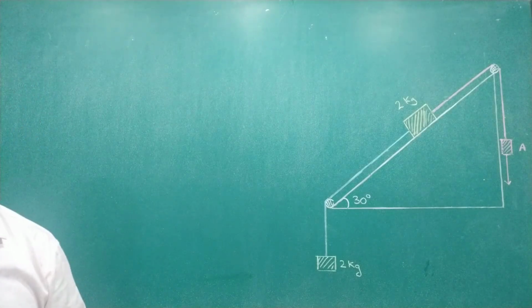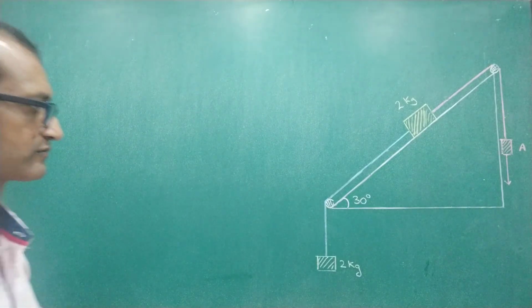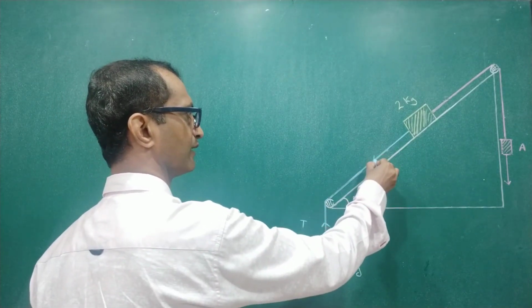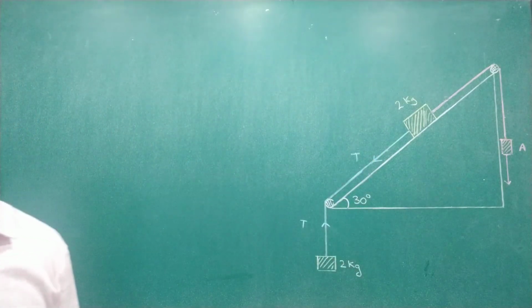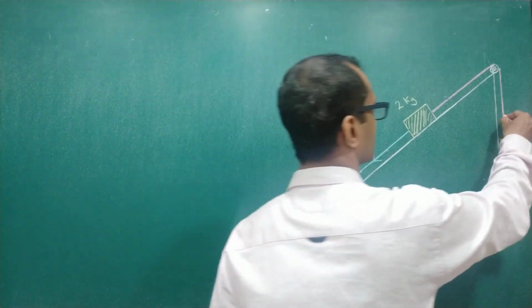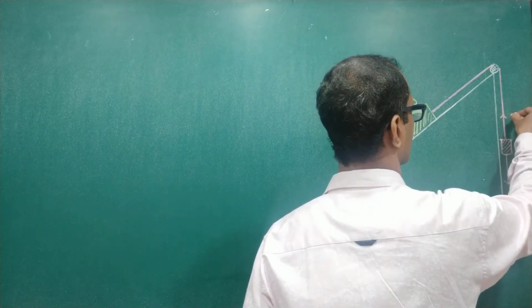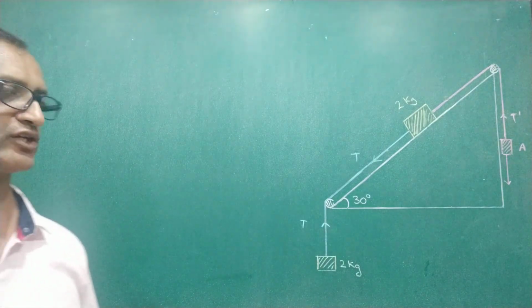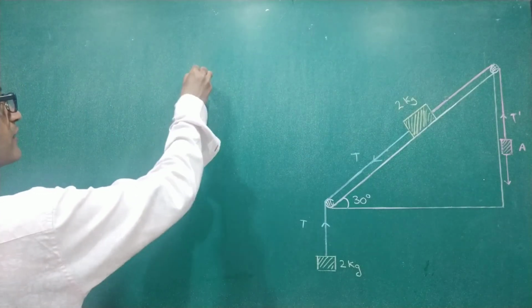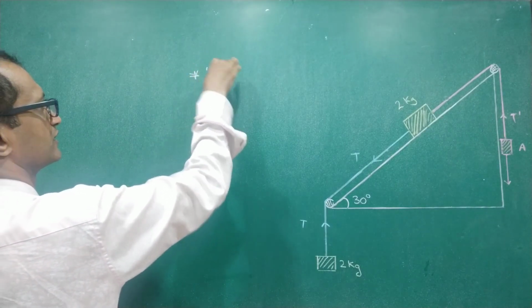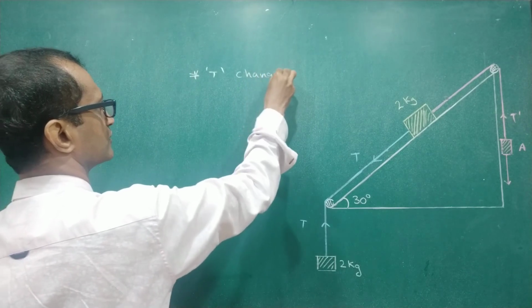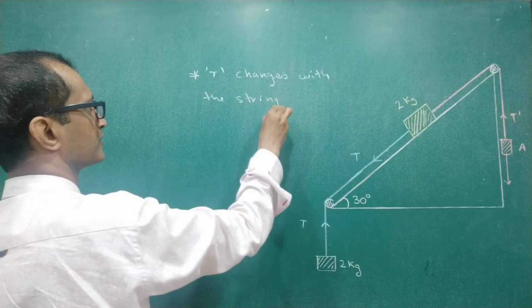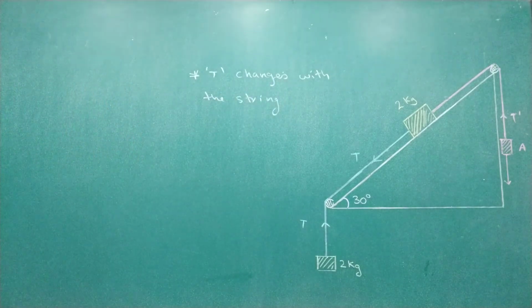Now as you can see that there are two different strings, so I consider the tension in this string to be T, and the other string over here, its tension to be T dash. Now you may be wondering why I have two strings and two tensions. You have to remember one thing: whenever the string changes, T changes. So T changes with the string.